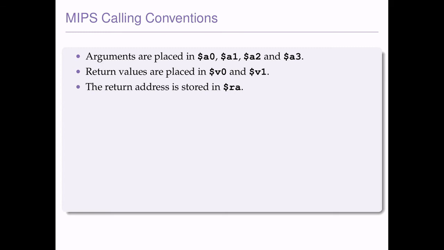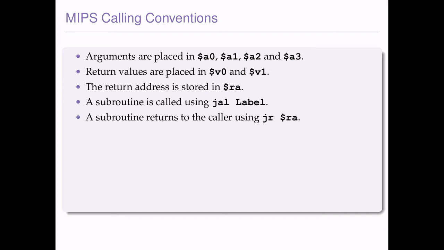Now remember that the return address is a value from the program counter, which tells you where in the program you were before you called the subroutine. So that's something that's very important to understand. That's what the return address is and what it's doing. And now with that in mind, when we call a subroutine, we use jump and link label. And when the subroutine returns to the caller, it uses jump register to RA.